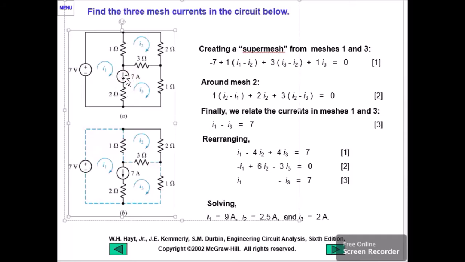This is a good idea, I mean, hint. It's a good hint for us to see the current on this branch. Basically, we can see that the current on this branch is equal to 7 ampere. Right? Crystal clear. Ayan na nga, oh, naka-label na.